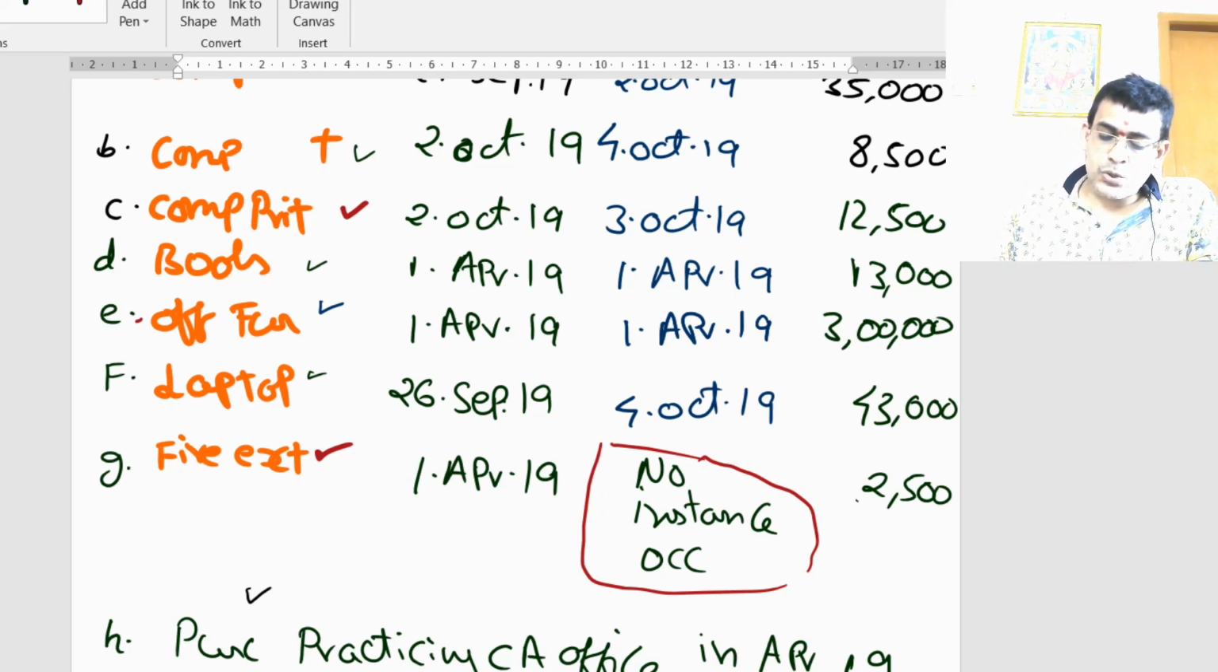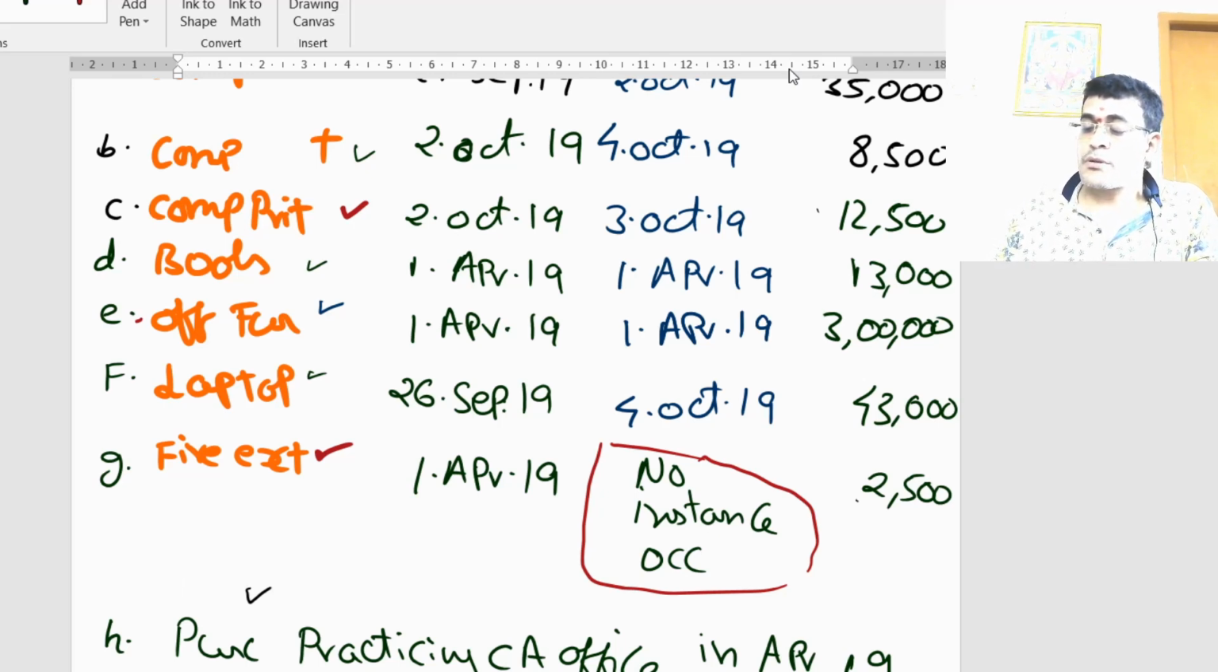So here again, what is the cost of the asset put to use? The fire extinguisher was purchased on 1st April. The computer printer was purchased on 2nd October. So this asset is used for a period of more than 180 days, and this asset for less than 180 days. So on this 12,500 you are claiming only 7.5% depreciation, and on this 2,500 you are claiming 15% depreciation.